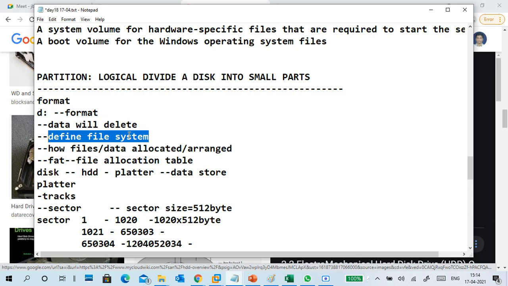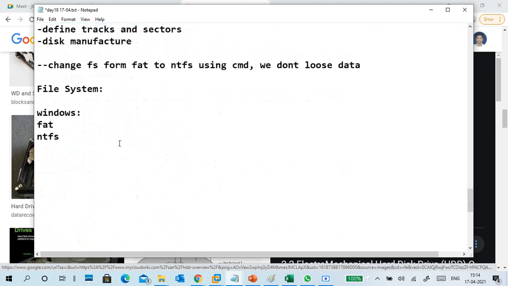But when you're defining the same file system, what will happen? That time also data is deleted. How is it deleting? Because we are defining and redefining the file system, that's why it is removing the data. It removes the data again. Start format means start arranging from the starting.